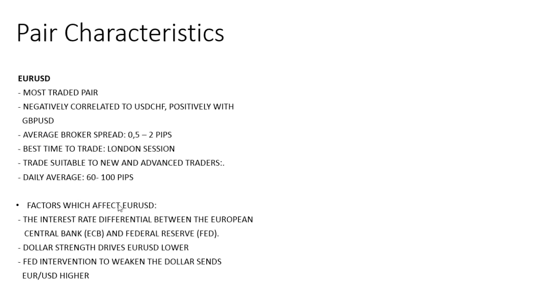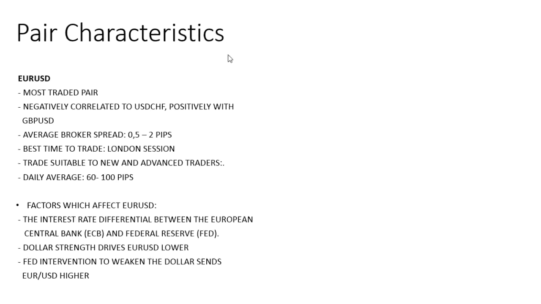And the factors which affect the euro dollar. We've got the interest rate differential between the European Central Bank, ECB, and the Federal Reserve, Fed, meaning that if the news coming out is about the Fed or the ECB, it is more likely to affect the euro dollar. And the dollar strength drives the euro US dollar lower. The dollar strength, if US dollar is gaining strength, going up.